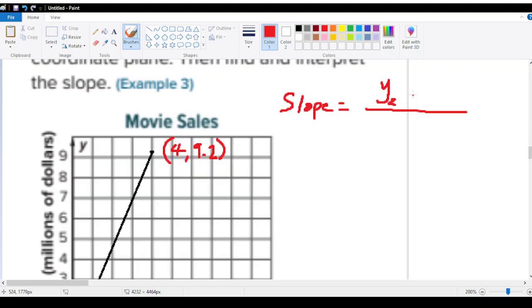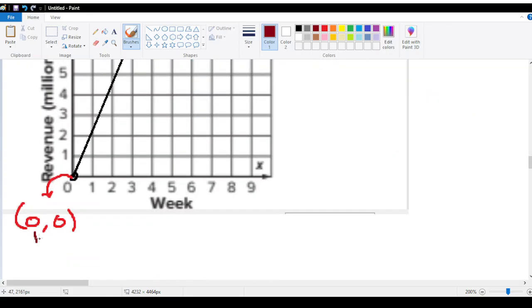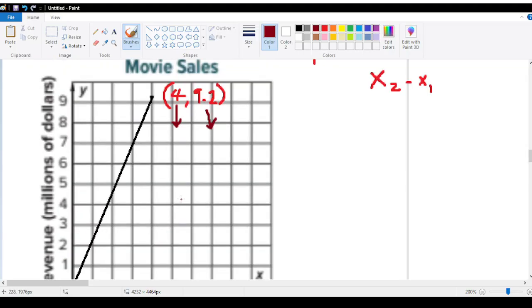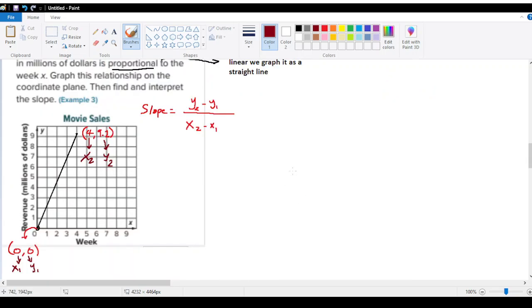It's y2 minus y1, over x2 minus x1. Okay. Now we know that this represents what? This is x1, and this one is y1. This one is x2, and this one is y2. Okay, let's try to substitute it.